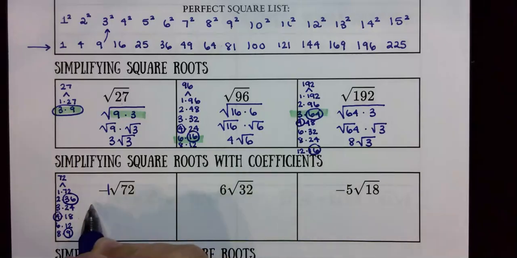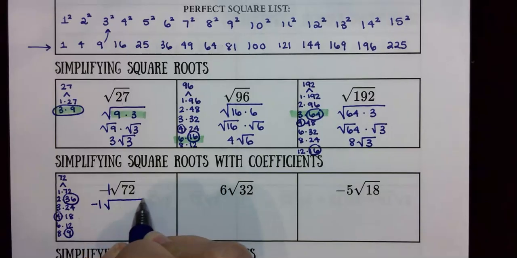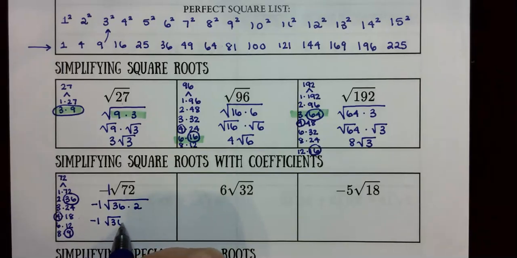So when we write this down, go ahead and bring down the -1. Draw your square root. And because 36 is our perfect square, we're going to write it first, times 2. From here, we're going to keep this -1. We're going to do the square root of 36 times the square root of 2.